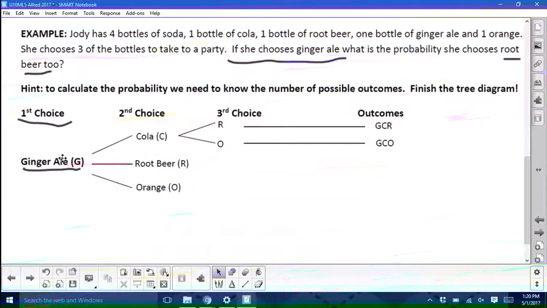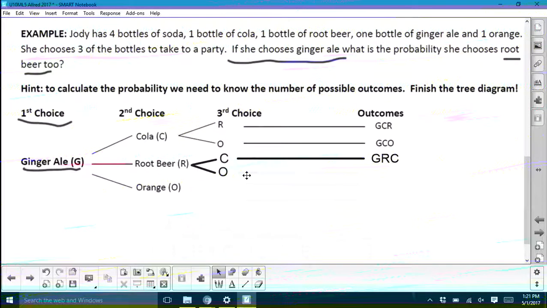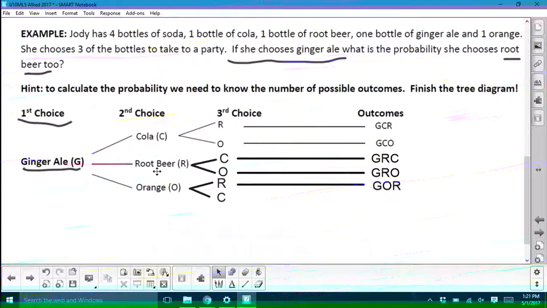Okay? If she chose ginger ale and then root beer, there's only 2 things she could choose next. She could choose cola or orange drink. So she could go ginger ale, root beer, cola, or ginger ale, root beer, orange drink. If she chose ginger ale and then orange drink, there's only 2 things she could choose next. She could choose root beer or cola. So she could go ginger ale, orange drink, and then root beer, or ginger ale and then orange drink and then cola. Those are all the possibilities.